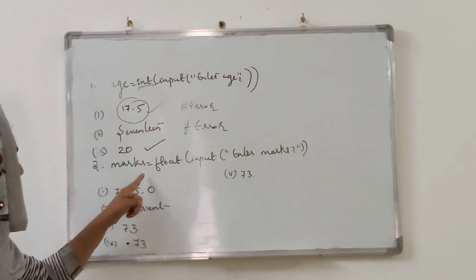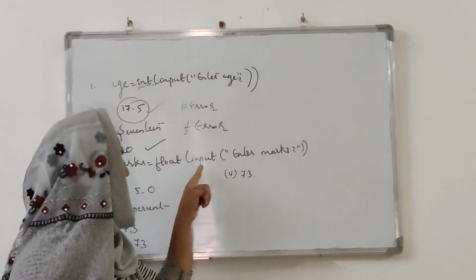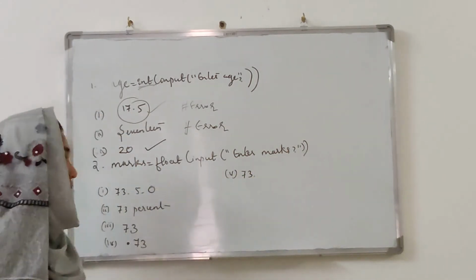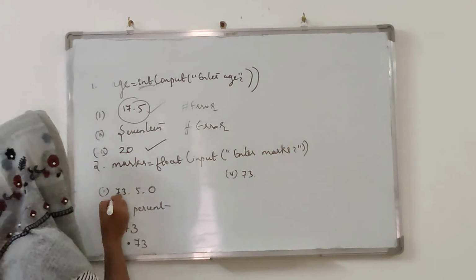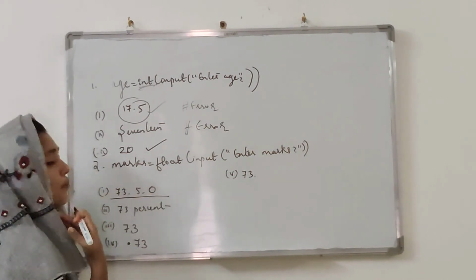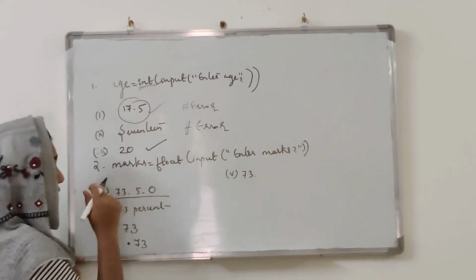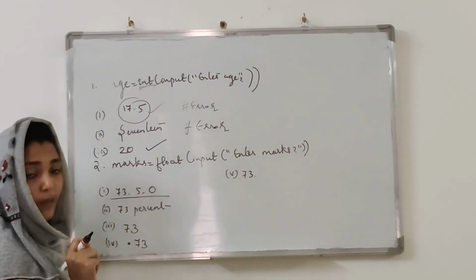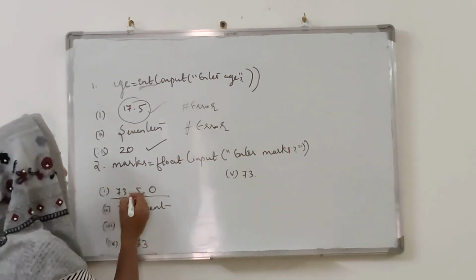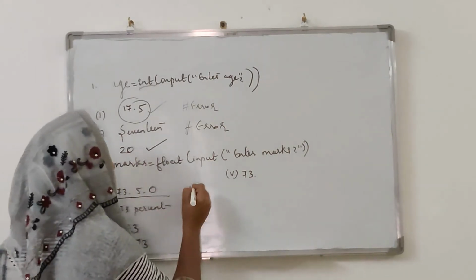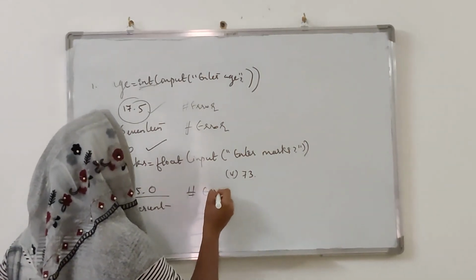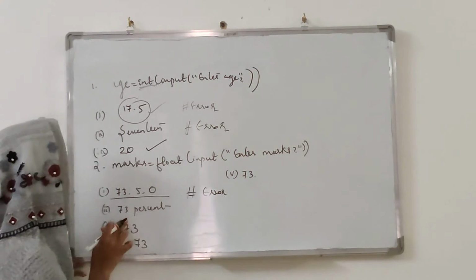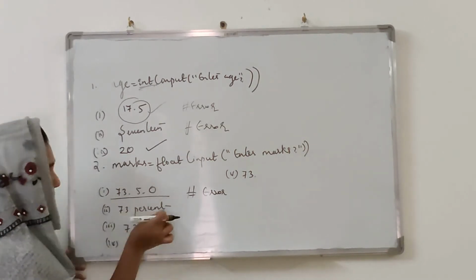The second question is marks = float(input("Enter marks")). Then a user enters a value like this, 73.5.0. In the case of a floating point value, only one decimal point is correct. Here two decimal points are there, so this will display an error message. A second user enters something like this, 73%.